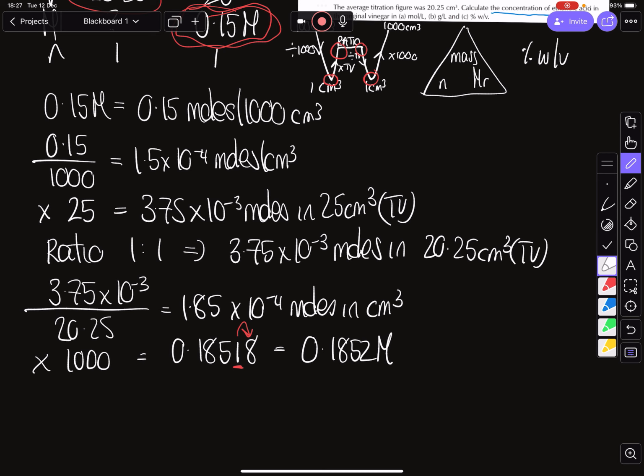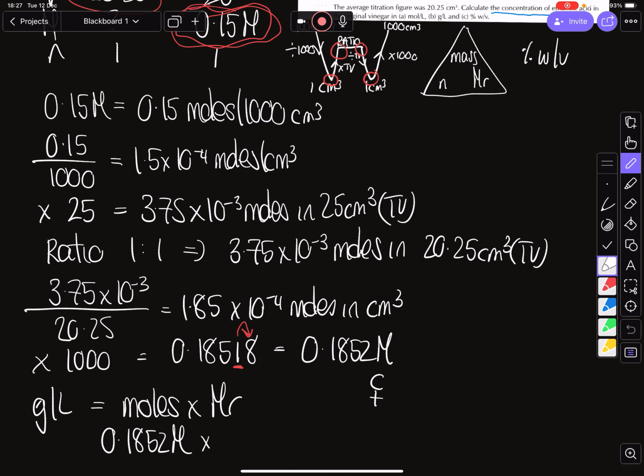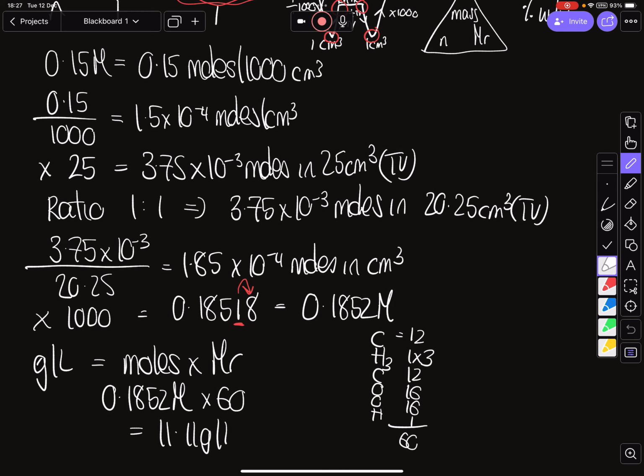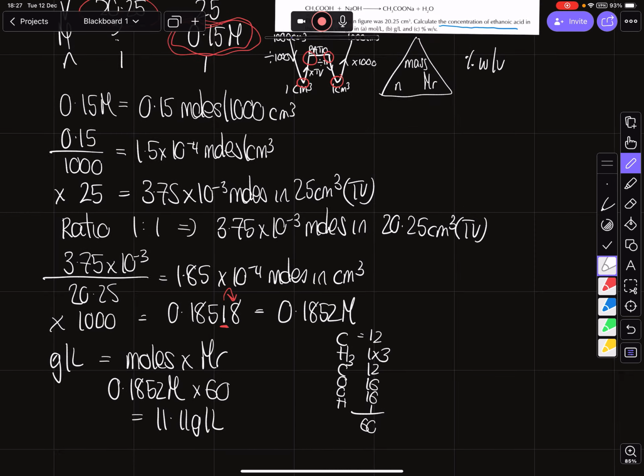We always say we do our W and then we do our grams per litre. So to do our grams per litre, it is going to be moles by molar mass, which in this case is going to be 0.1852 big M, and it's going to be the molar mass of our ethanoic acid. And we have 12, 1 by 3, 12, 16, 16 and 1. And when we add all these up, we're going to get 60. So we're going to multiply our moles by 60. And again, to three significant figures, it's going to be 11.1 grams in a litre.